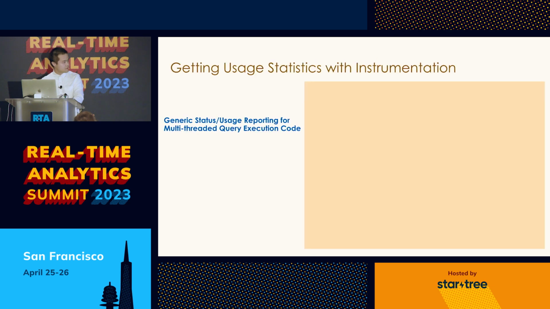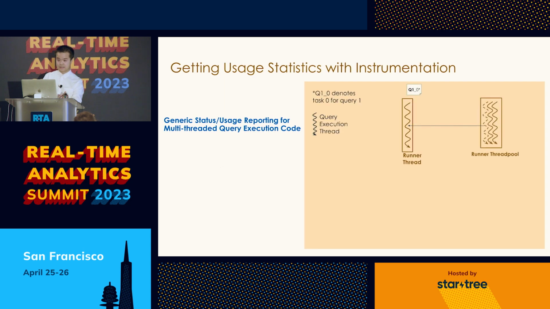So first, to kill a query, we need to make informed decisions. That is, we will need to kill the query with the expensive memory usage. To do that, we need two pieces of information. First is that we'll need to know what queries are being executed on which thread in the thread pool.